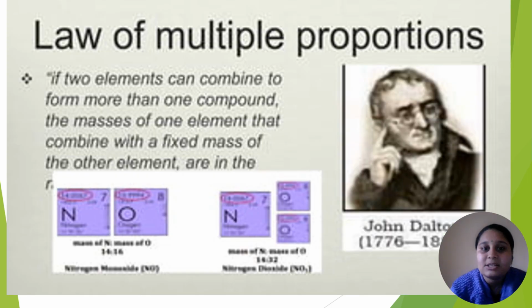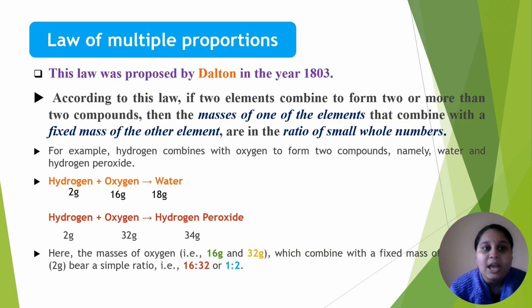So the next law is the law of multiple proportions. It was proposed by John Dalton. According to this law, if two elements combine to form two or more compounds, then the masses of one of the elements that combine with a fixed mass of the other element are in the ratio of small whole numbers.